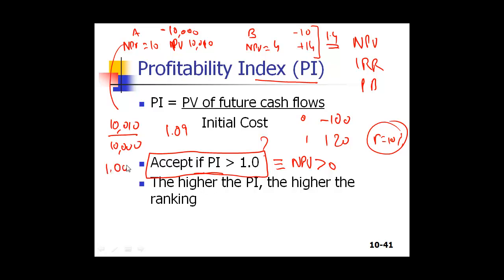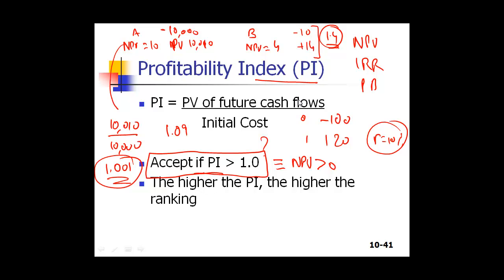1.001. So do you notice that comparing the profitability index of A with the profitability index of B, the NPV number doesn't tell you what's more profitable. It just tells you which has a higher NPV. But the profitability index gives you a sense of the profitability.